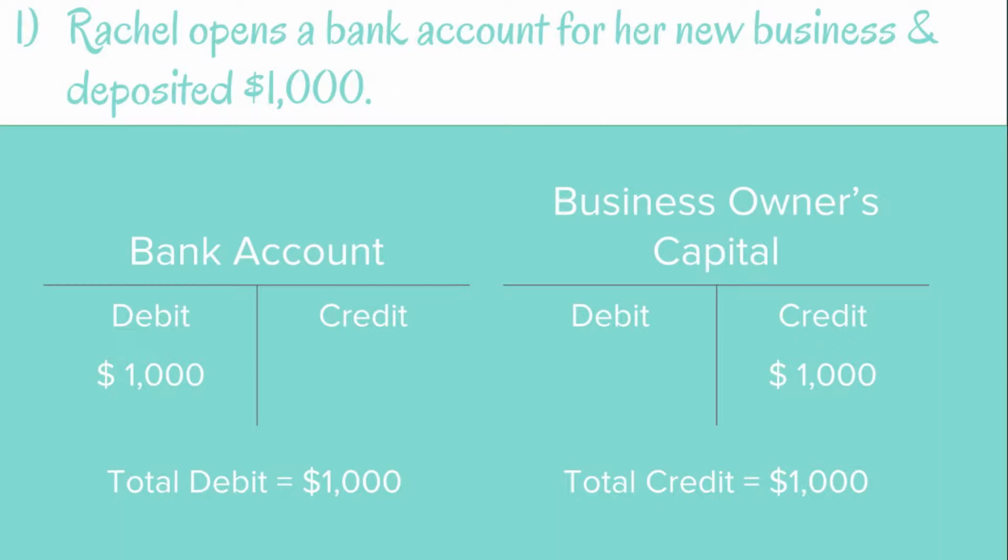So the total debit, which is the bank account, is $1,000 and the total credit is $1,000. Based on the double entry principle, the total value of the debit and the credit must be equal and the same, and in this example, both are $1,000.